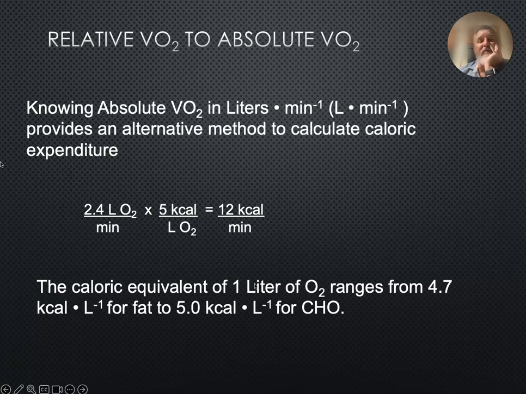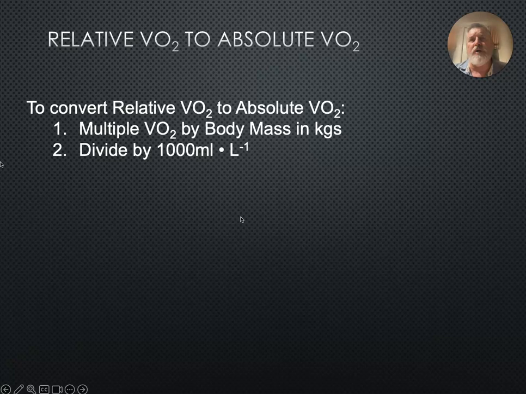So the caloric equivalent of 1 liter of O2 ranges from 4.7 kcals per liter for fat and 5.0 kcals per liter for carbohydrate. So we just round that to 5.0. So if you're given absolute VO2 on a test, simply multiply it by 5 kcals to get your kcals per minute. So, to convert relative VO2 to absolute VO2.